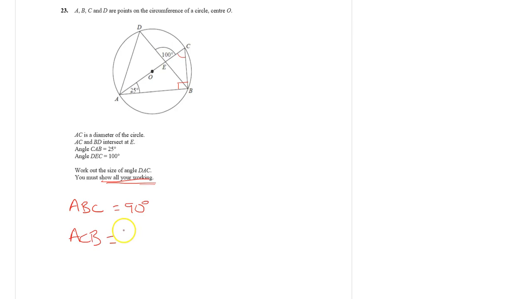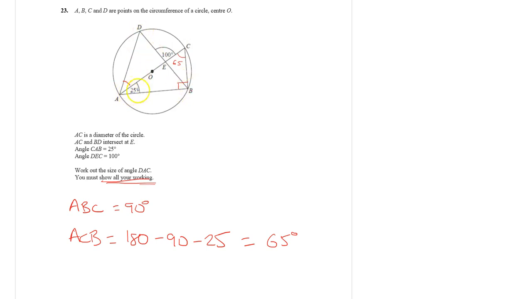So ACB is 180 minus 90 minus 25. So 90 minus 25 will be 65 degrees. So that's this one here. So that's 65. Now, the angle that we're looking for, DAC, is this little one here. So we're going to use angles in the same segment. So from B to C to A, B to D to A.